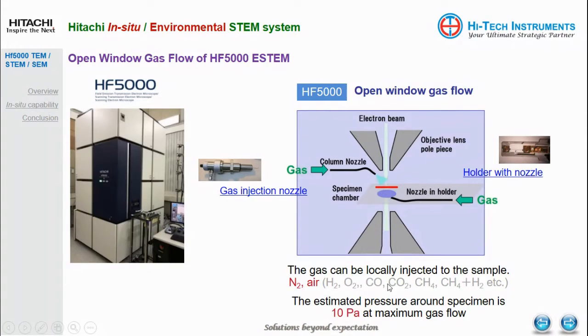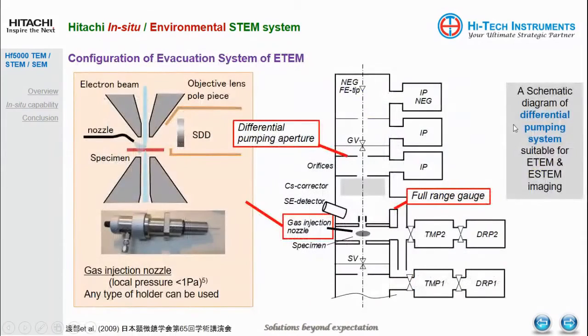So the gas can be locally injected to the sample, nitrogen or air, or even other kinds of gases, depending on your experiments. The estimated pressure around the specimen is 10 Pascal at maximum gas flow. You can adjust the gas flow here. And there is a differential pumping aperture here to pump this area to have a good vacuum. Yet in this area you can have different gases injected into the specimen holder here.